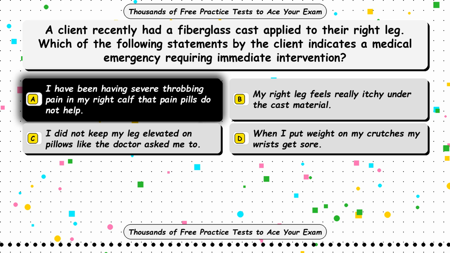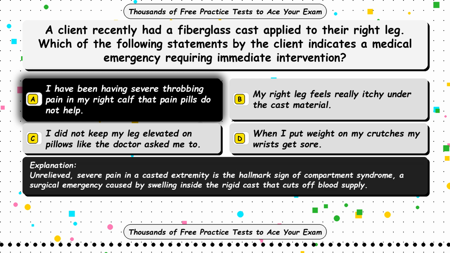The correct answer is option A, I have been having severe throbbing pain in my right calf that pain pills do not help. Unrelieved, severe pain in a cast extremity is the hallmark sign of compartment syndrome, a surgical emergency caused by swelling inside the rigid cast that cuts off blood supply.